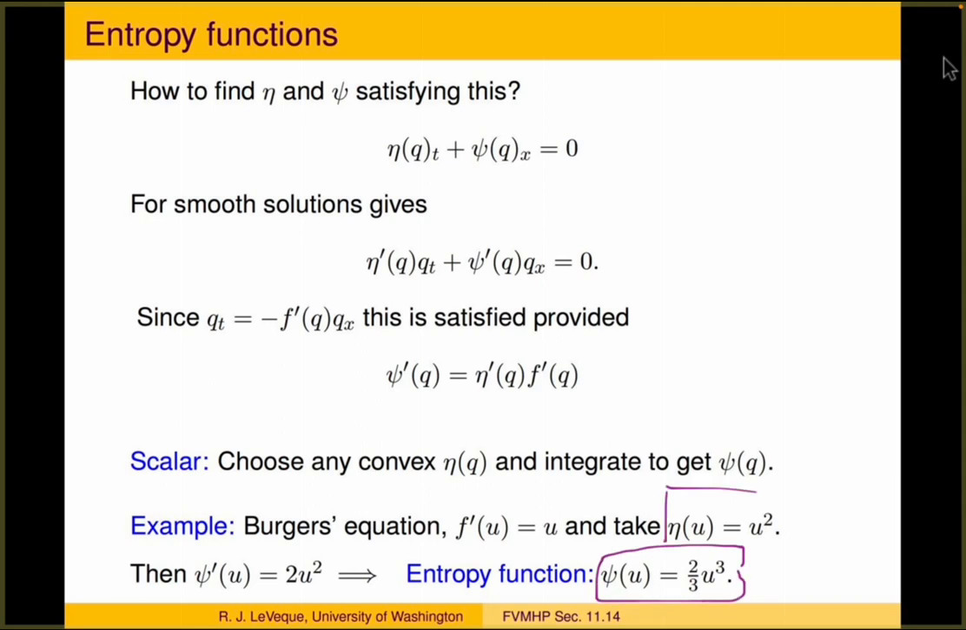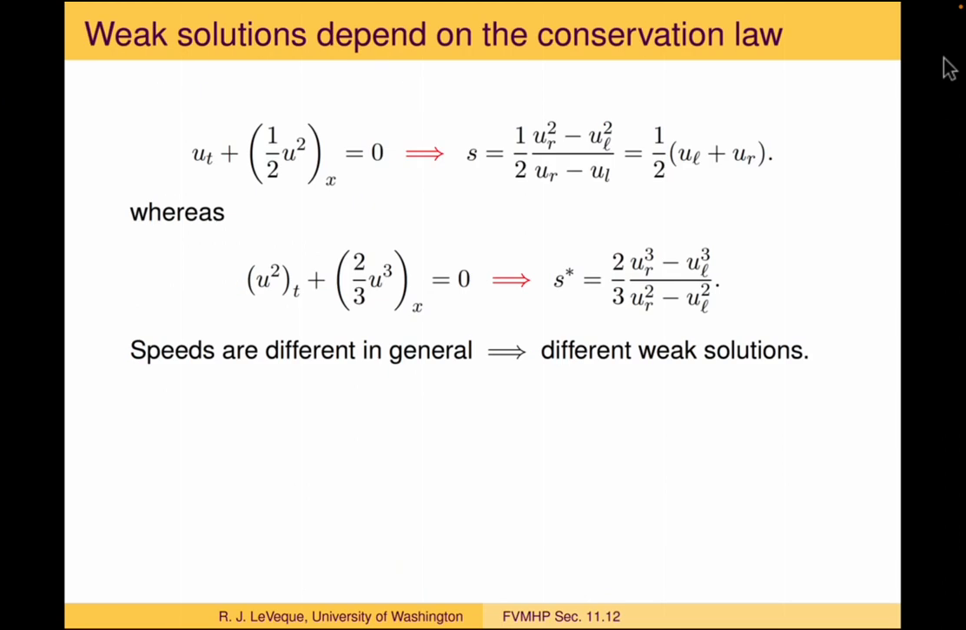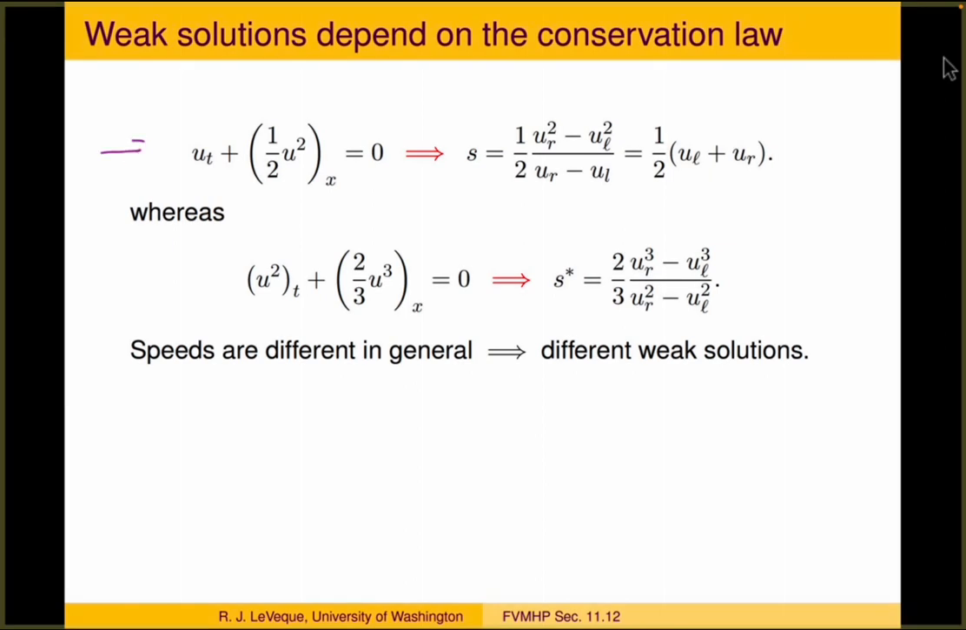So this should look familiar from a few slides ago. Eta is u squared, the conserved quantity is u squared, and the flux is 2/3 u cubed. That's exactly the example we looked at a few slides back, where we were looking at the fact that Burgers' equation on the top line here is equivalent to this other conservation law for smooth solutions, but for weak solutions they're not the same. And in general we get a different shock speed for the second equation than for the first.